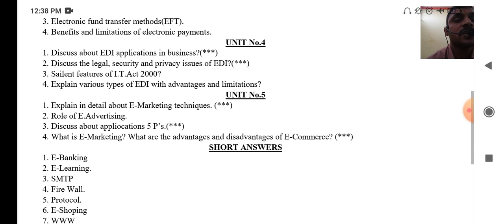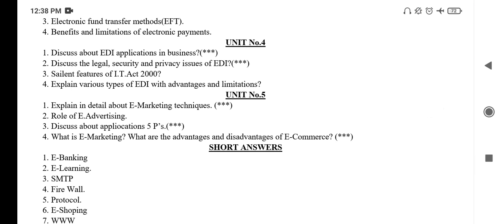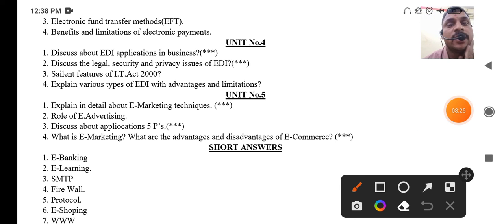So next, when it comes to the short answers, the first short answer is what is e-banking. Already nowadays everyone is doing online transactions, yes or no? So whenever you want to perform any banking related transaction, every bank is providing an app, for example SBI is providing an app. We have different banks providing different apps now. Whenever you want to perform any banking related transaction, then we need the concept of e-banking.